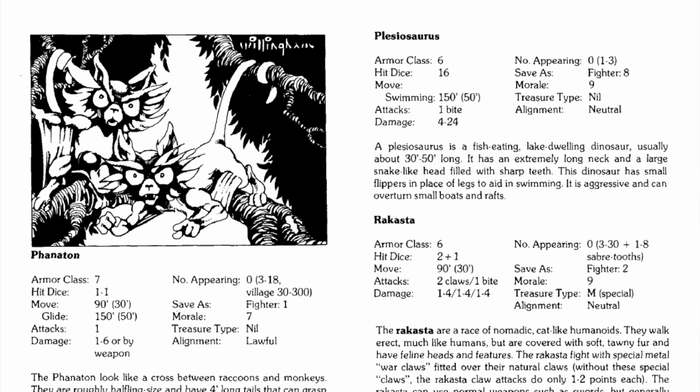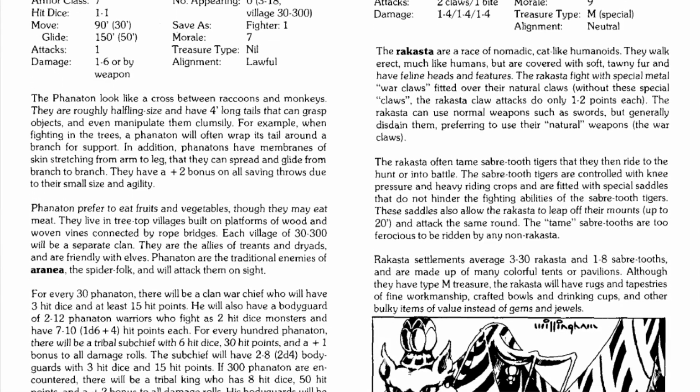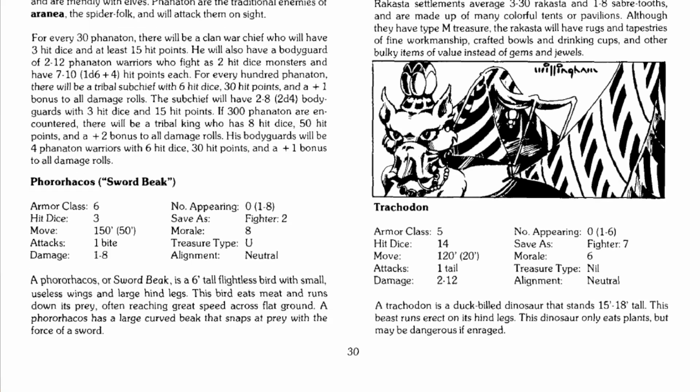Like, it goes through all of the new monsters that have been added, including a ton of dinosaurs, the Phanatan, which is really cool, the Rakasta, which is just awesome. I wanted the Rakasta to be a playable race because it really is like the Tabaxi. I actually think the Rakasta was a playable race later in BECMI, but unfortunately it was not a playable race in B/X. But I do think that in the later BECMI versions the Rakasta did become a playable race, but they are just really, really cool.